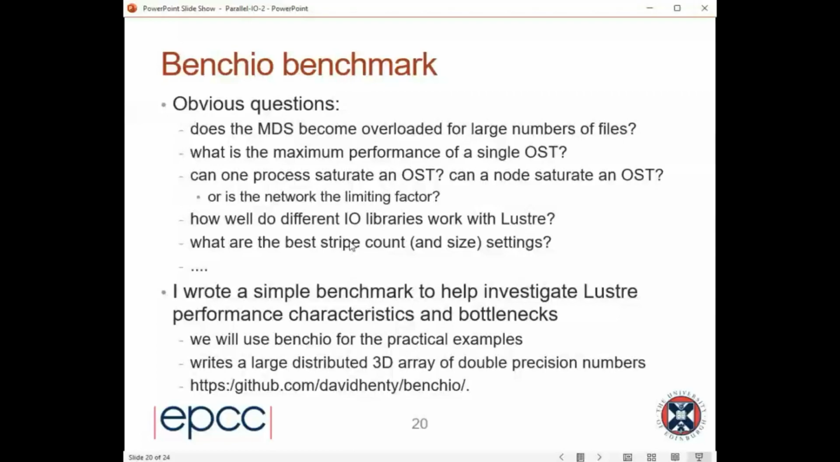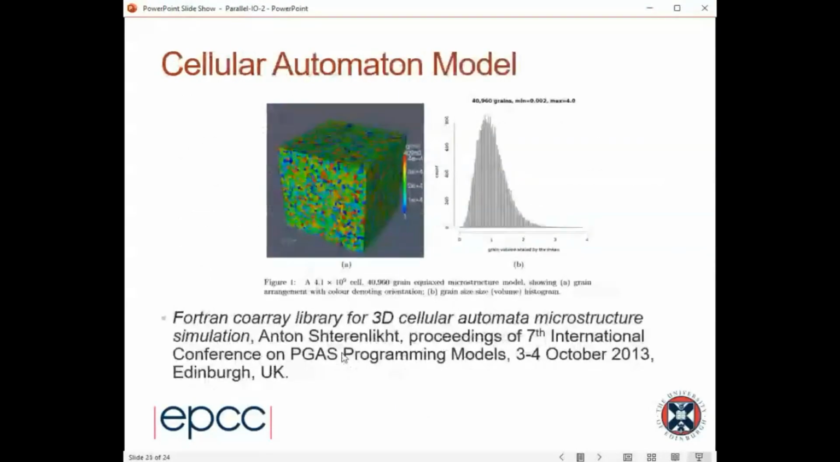To investigate this, I wrote a very simple benchmark to investigate Lustre performance called MPI-IO, and we're going to use this as the test case for our exercise. All it does is write a large 3D distributed array of double precision numbers. It's exactly the same as my test case of the 2D array on a 2D grid of processors. It's actually a 3D array on a 3D grid of processors.